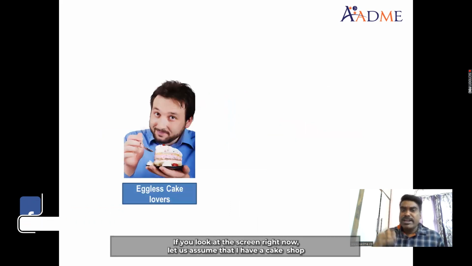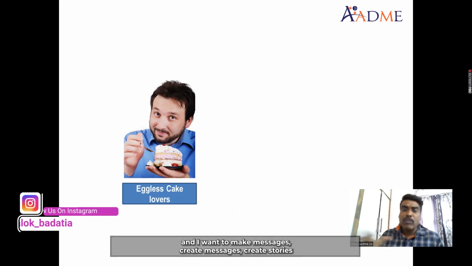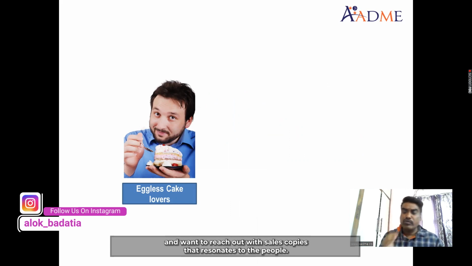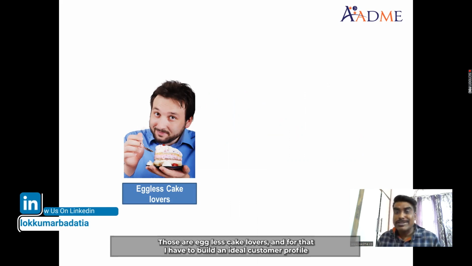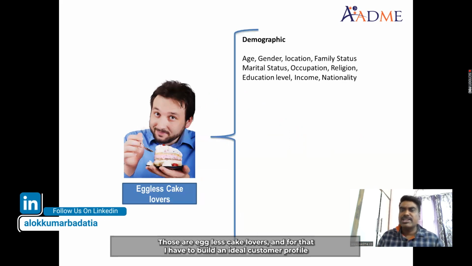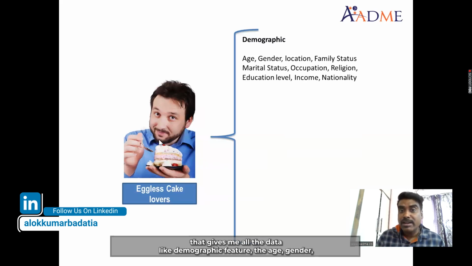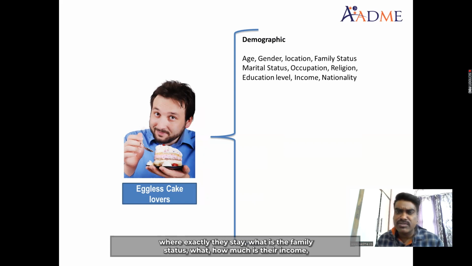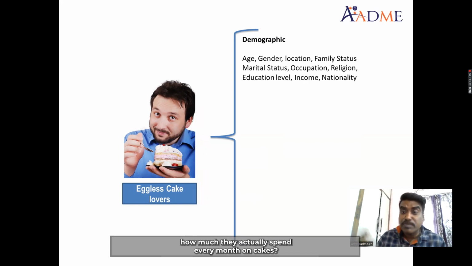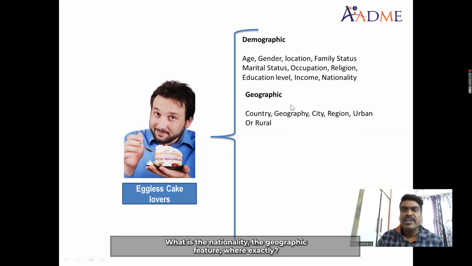If you look at the screen right now, let us assume that I have a cake shop and I want to make messages, create stories, and reach out with sales copies that resonate with the people who are eggless cake lovers. Then for that, I have to build an ideal customer profile that gives me all the data, like demographic features: the age, gender, where exactly they stay, what is their family status, how much is their income, how much they actually spend every month on cakes, what is the nationality. The geographic features: where exactly they stay, are they a rural audience or an urban audience, where exactly do I need to put up their ads.